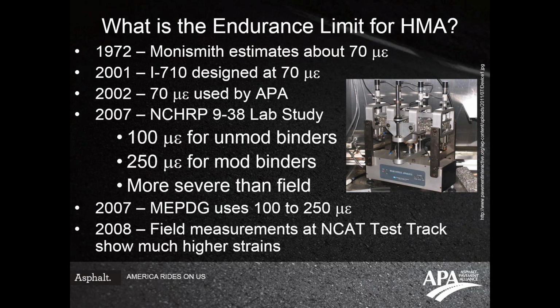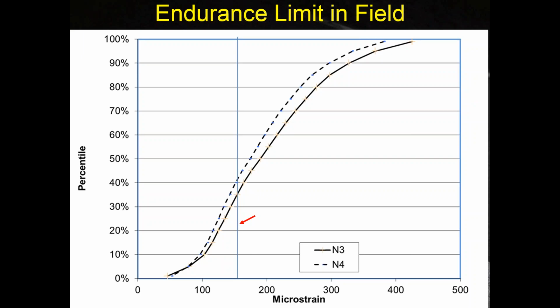And then more recent work done here at our NCAT test track, part of Dr. Richard Willis's doctoral research, found that our field measurements were much higher than what the endurance limit would have us believe coming out of the laboratory. So this is a graph from Dr. Willis's dissertation and some papers that came out of his work. For these two sections, sections N3 and N4 at the test track, the blue line shows what the measured endurance limit was for those two sections. It was about 150 microstrain for both of them.